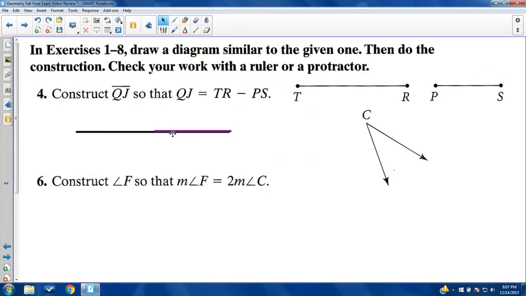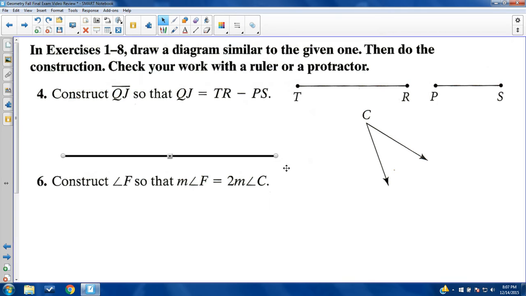Okay, so what I'm going to do is find the length of TR, find the length of PS. I'm going to take that length of PS, take an endpoint of TR and mark it somewhere, and then the rest will be QJ. That's all it's going to be. So, how do I do this? What I'm going to do to copy a segment, just like any other one, I start with a long segment.